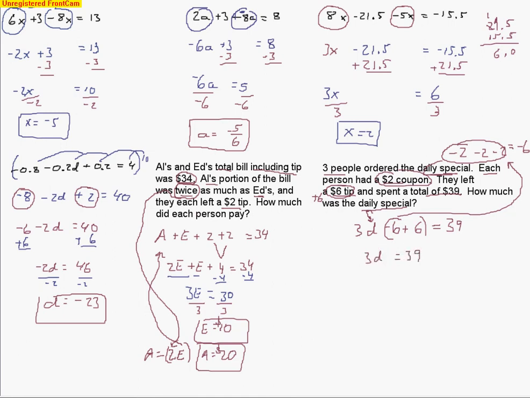And so all we have is just now one step of dividing by 3 on both sides. So the daily special costs $13. That's what they wanted us to find.